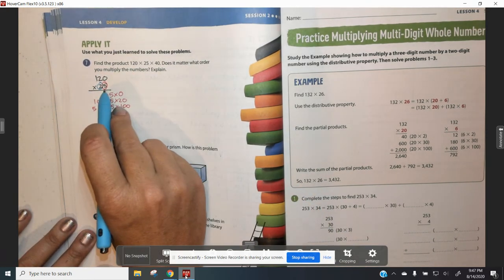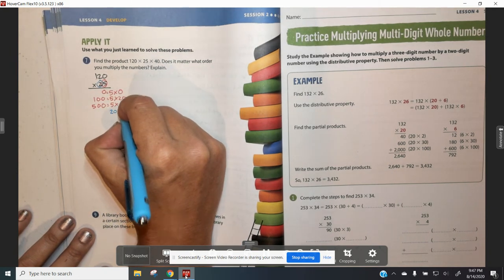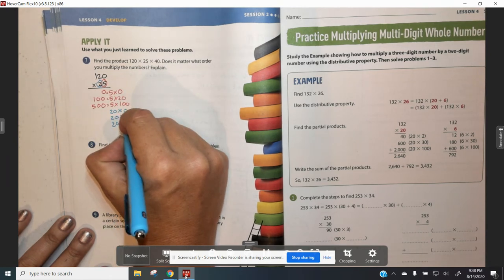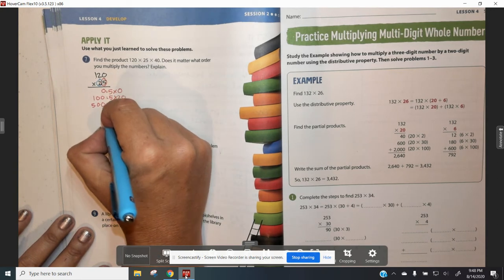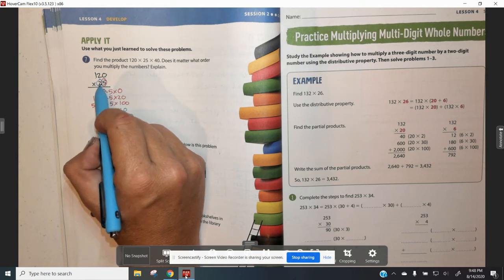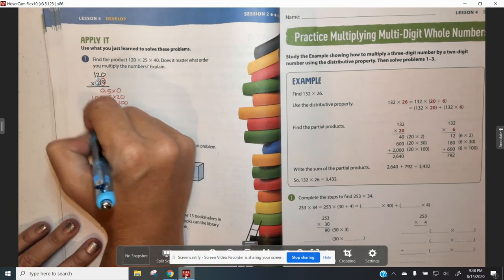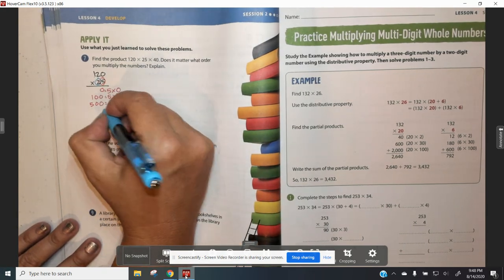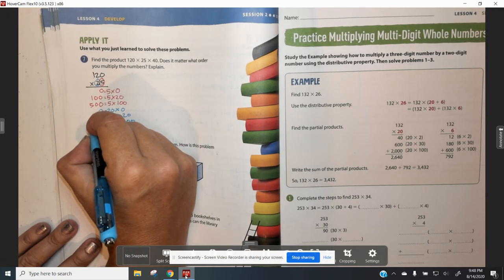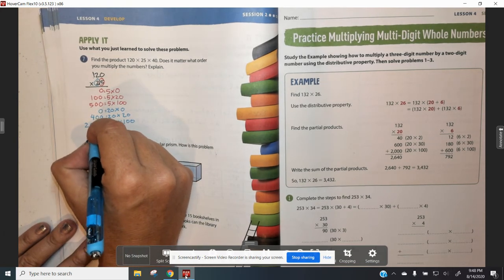20, because this 2 is in the tens place and it means 20. So we're going to say 20 times 0, 20 times 20, and 20 times 100. All I did was do this: 20 times 0, 20 times 20, 20 times 100. And then I solve for each of those partial products. 20 times 0 is 0. 20 times 20 is 400. 20 times 100 is 2,000.